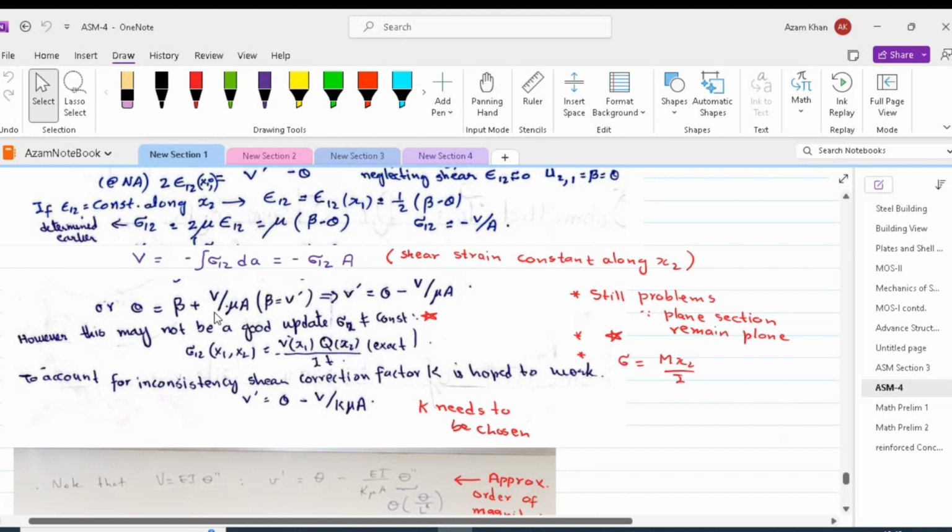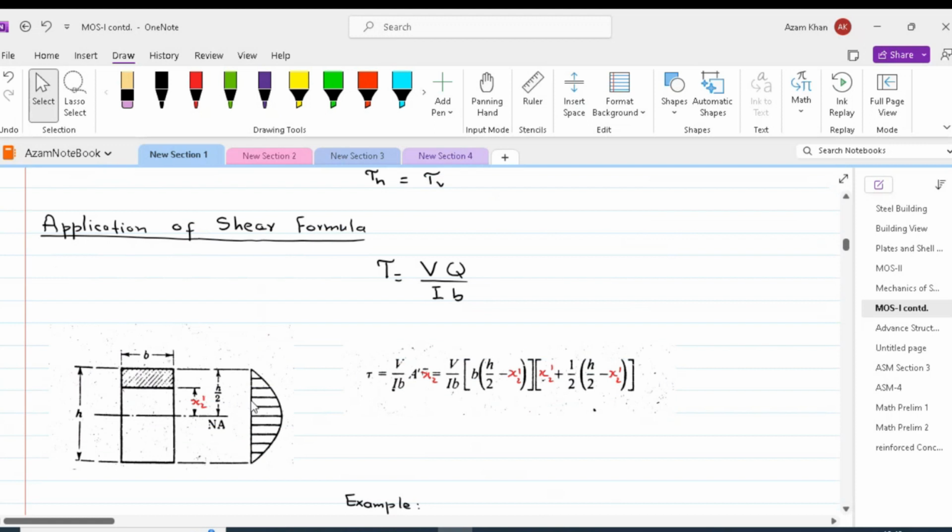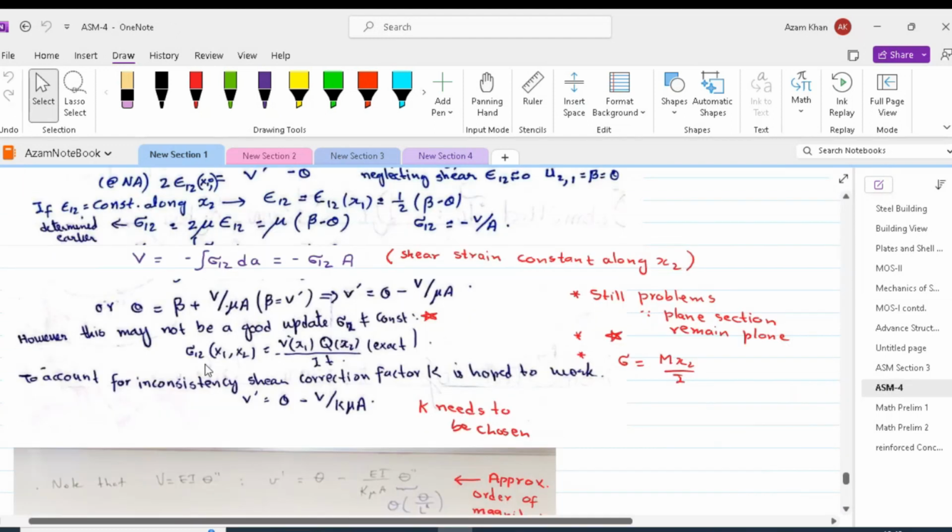However, this expression will also raise some eyebrows, because as we know, shear on the cross section is never constant. It varies parabolically, as τ is equal to VQ by IB. Therefore, the assumption that the shear is constant is not valid. That's what has been written over here. σ1,2 is not constant, and σ1,2, which is a function of x1 and x2, is equal to minus VQ by IT, T being the width of the cross section.